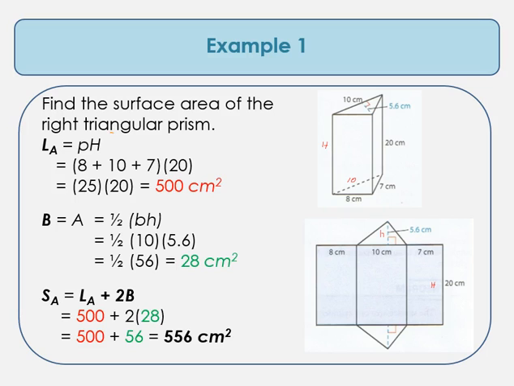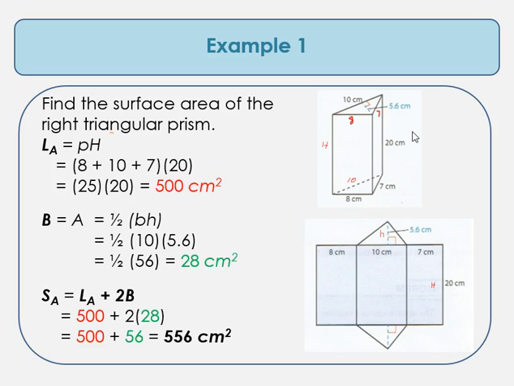It's missing some of the measurements, so just for the sake of visuals, I'm going to add those measurements. And you can see that you have three sides of this triangle. This is a scalene triangle. They have different lengths. One side is 7, one is 8, and one is 10. And that will be the perimeter of this base, 8 plus 10 plus 7.